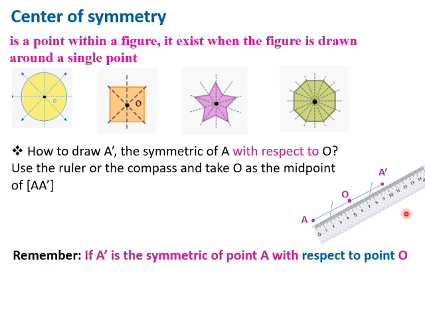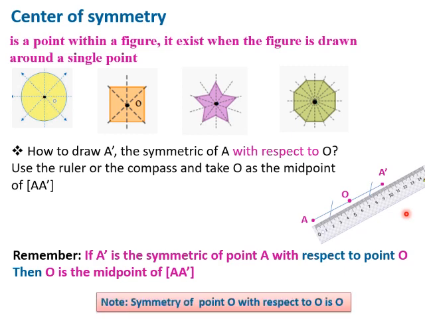Remember, if A prime is the symmetric of point A with respect to point O, then O is the midpoint of segment AA prime. Note, the symmetry of point O with respect to O is O.